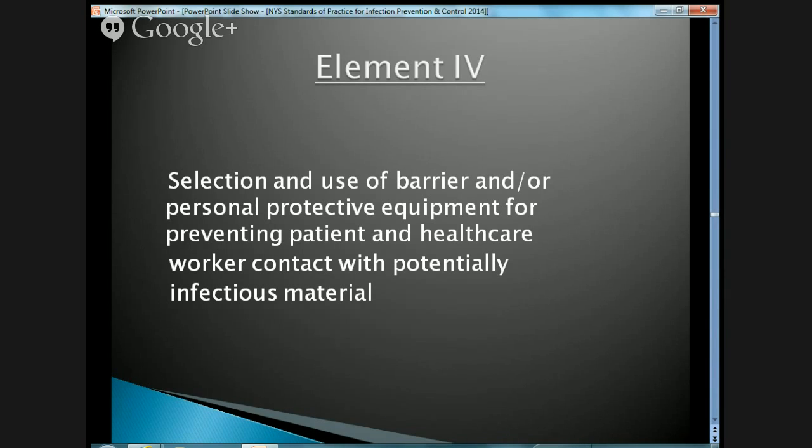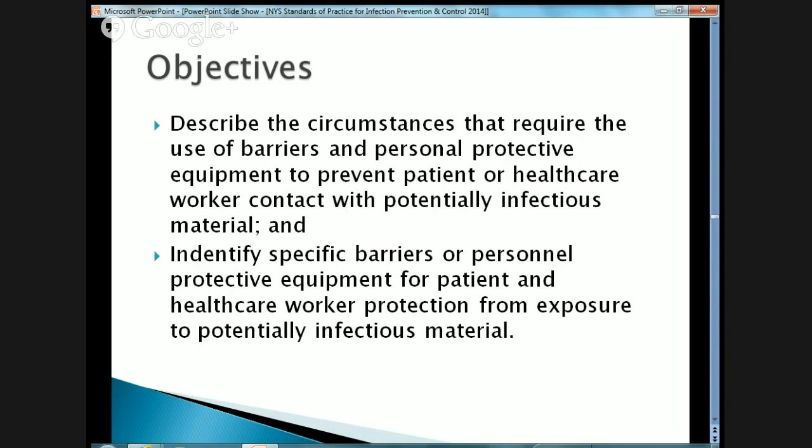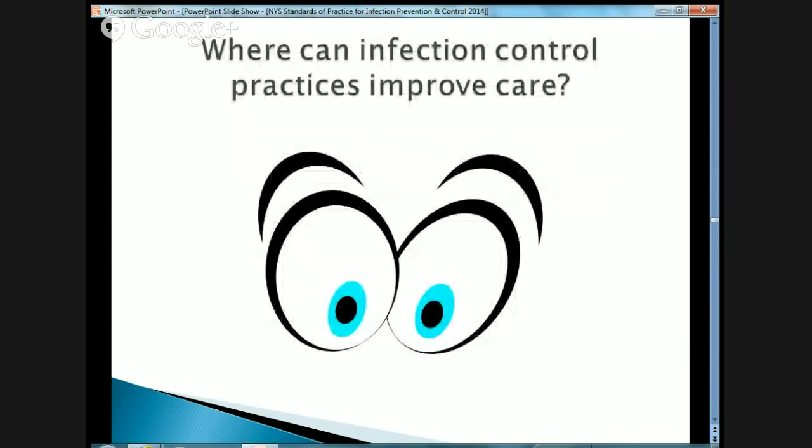Personal protective equipment, which we will go through again. What can I do to improve infection control? You don't have this one. This is one of the new ones I got from Medscape.